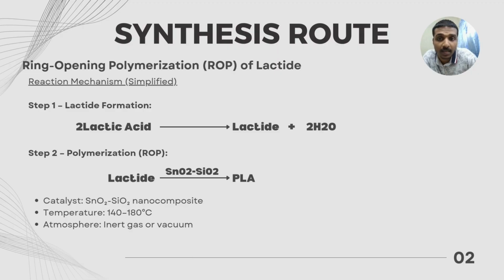First step is lactide formation. Lactic acid is converted to lactide and also produces water. And the next step is polymerization. Lactide produces polylactic acid in the presence of a catalyst, which is nanocomposite, under some preset conditions.